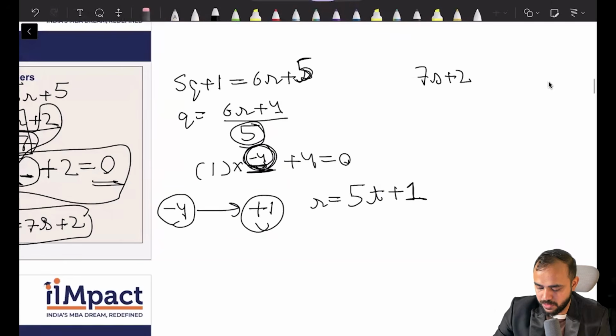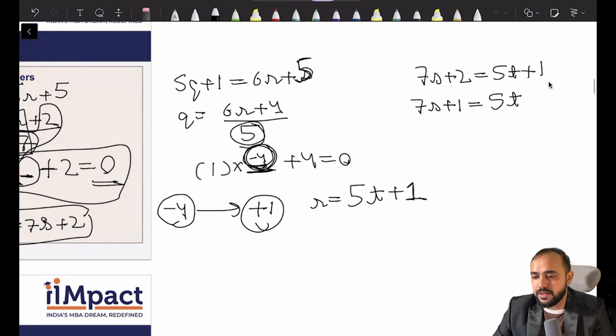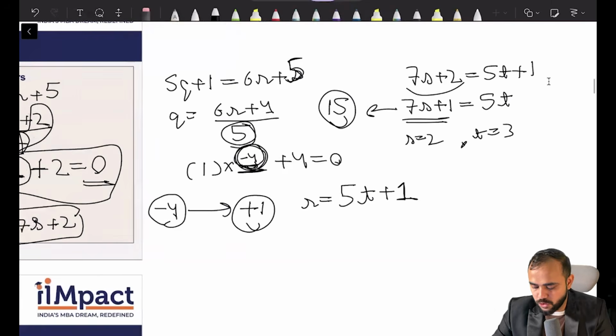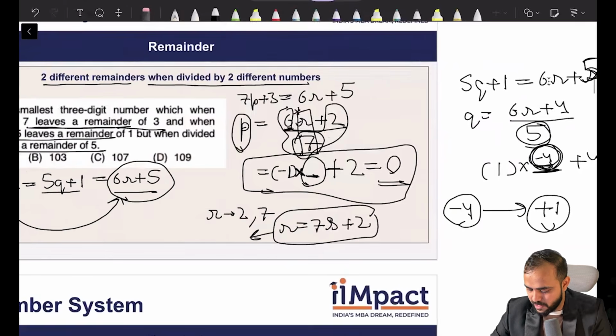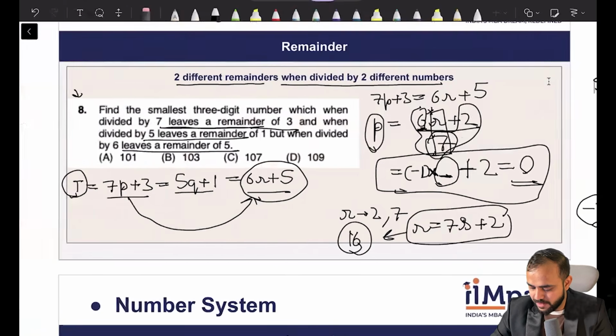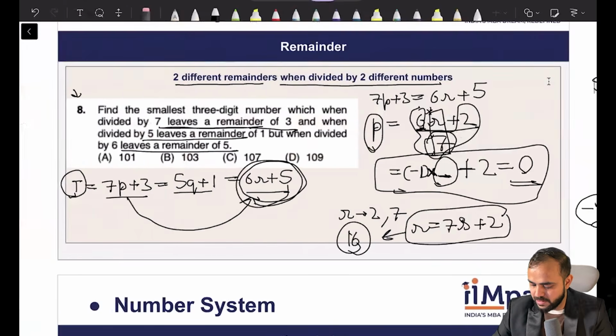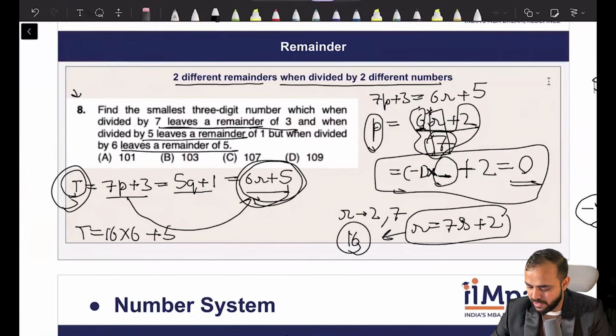Now I will equate these two. 7s plus 2 is equal to 5t plus 1. I will get 7s plus 1 is equal to 5t. And from here, using hit and trial, I can find the values of s and t. So 7s plus 2 will turn out to be 16, which is the value of r. And when I put it in 6r plus 5, I will get the value of the number, which is 16 into 6 plus 5, which is 101.